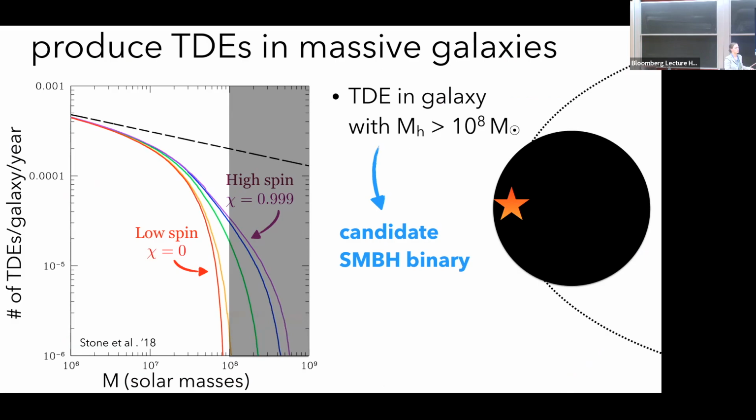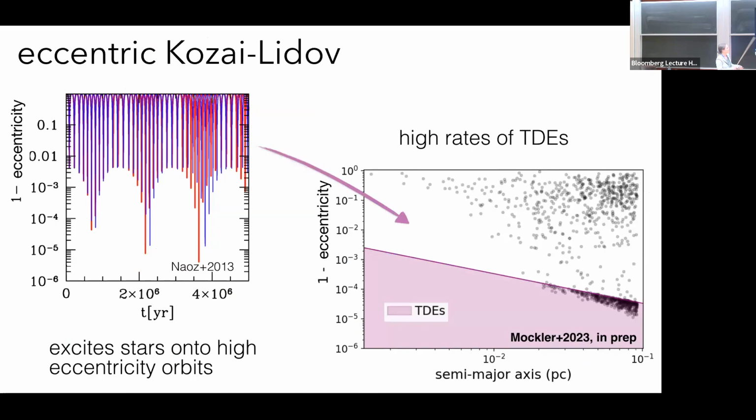And so we ran a bunch of simulations of this triple system, and we get very extreme Kozai-Lidov oscillations. This is actually from a previous paper, but it looks pretty similar, where here I'm plotting 1 minus eccentricity just to show you how large the eccentricities we're getting are. On this right plot, you see the results of one of our simulations, where all of the stars under this purple line become TDEs. It just depends on the semi-major axis how high an eccentricity you need.